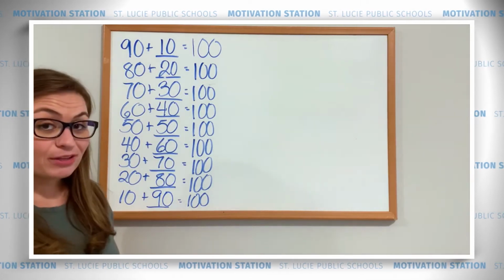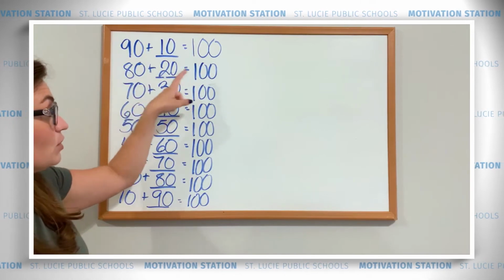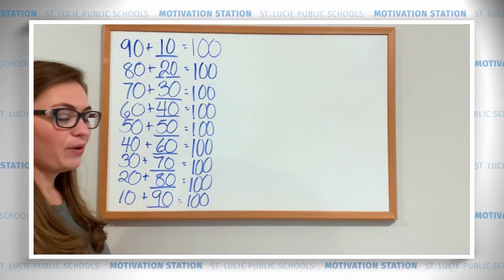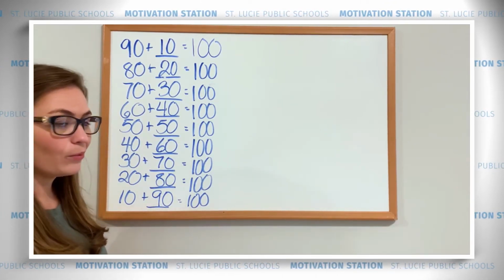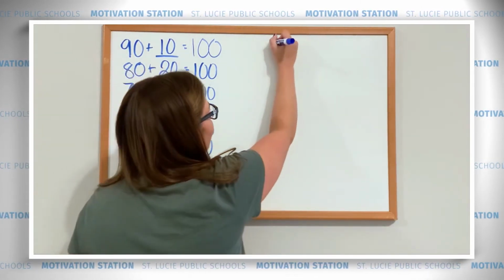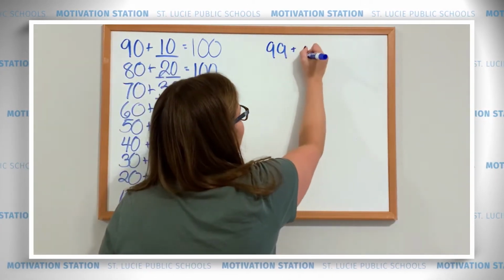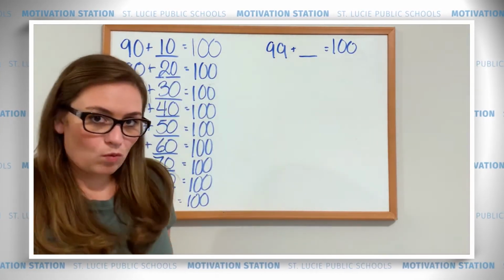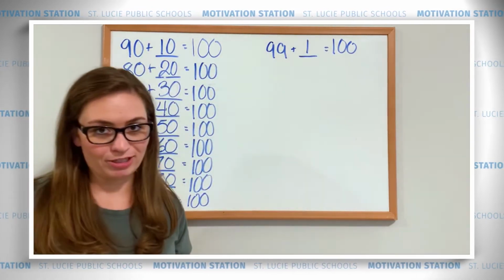These look very similar to what we did on day 1. 9 plus 1 equaled 10. 8 plus 2 equals 10. Very similar, right? Okay. Now we're going to talk about some different numbers that equal 100, not our easy tens. What about 99? What do you have to add to 99 to equal 100? 1, right? 99 plus 1 more equals 100.